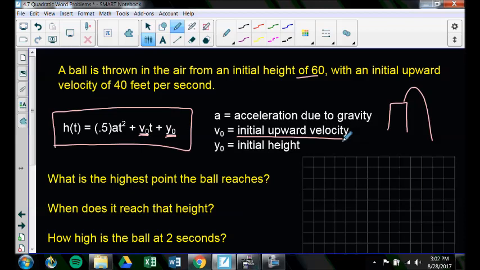Throwing a ball completely straight up is hard to do. If you want to get the most power, you kind of throw it forward a little bit also. We're just talking about the upward velocity. And here's the starting height, h not. It's our initial or starting height.